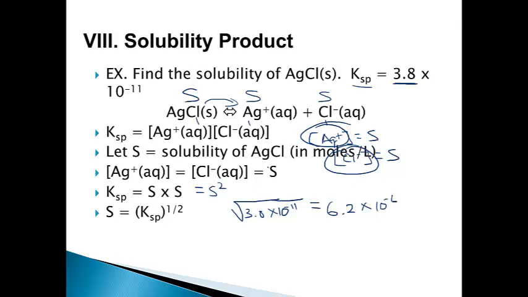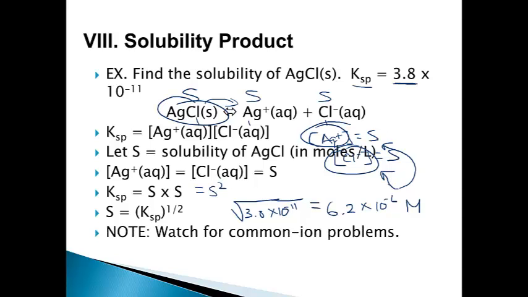Now what's the unit? Solubility is the amount that dissolves in moles per liter. So the molarity, or the solubility, is 6.2 times 10 to the negative 6 moles per liter of AgCl that can dissolve. What will the Ag plus concentration be? It will also be that, because this is also equal to the Ag plus concentration, and it's also going to be the Cl minus concentration.